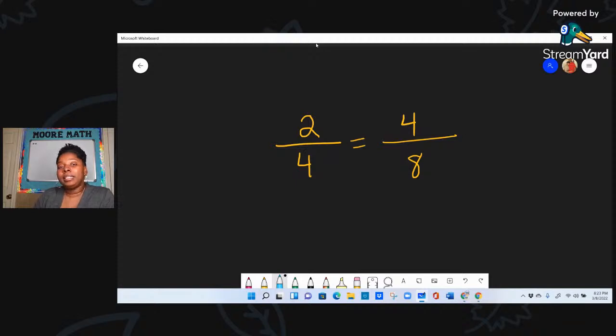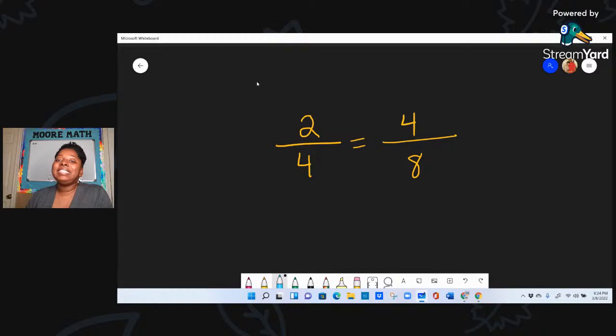Another way of doing it is to just look straight across. 2 times what is 4? 2. And 4 times 2 is 8. So because I can multiply them by the same number, they're equal ratios.